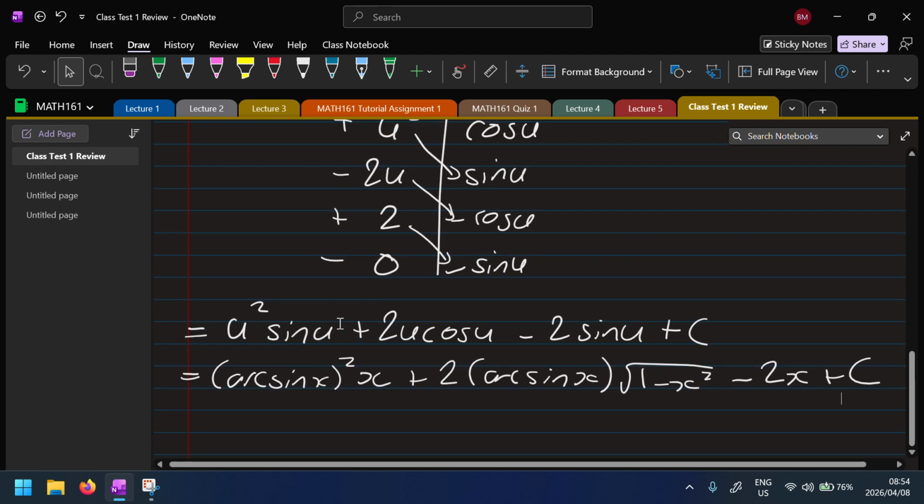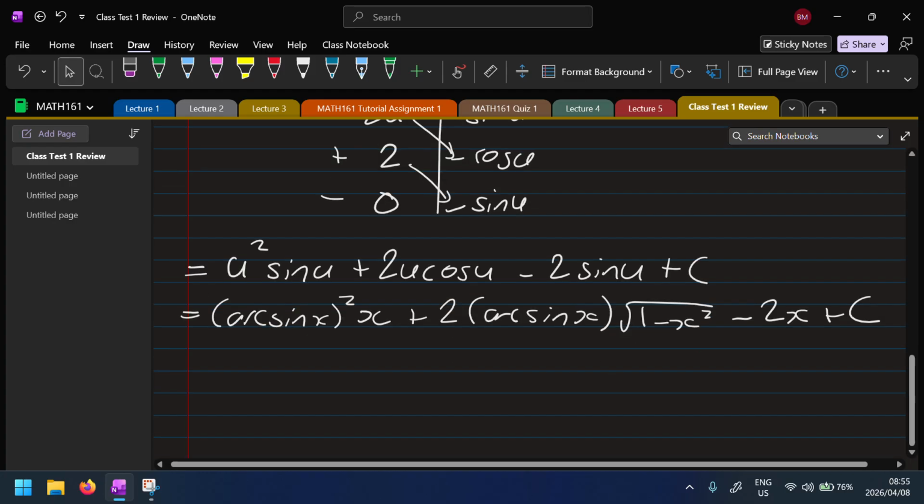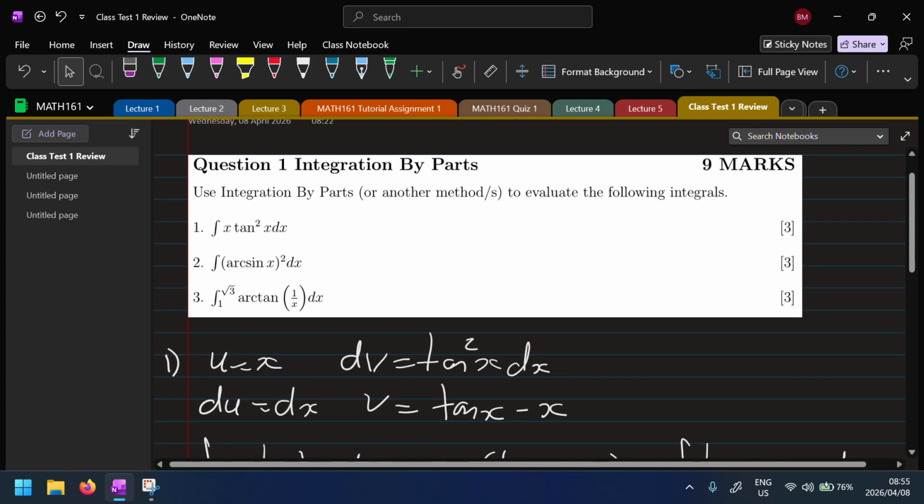Okay. Again, the other methods, similar marking scheme for that. Any questions for this one? Okay. Again, there's the other methods in that full memo. You can look through that to check for those other ways. Okay, number 3, that was the one with arctan.